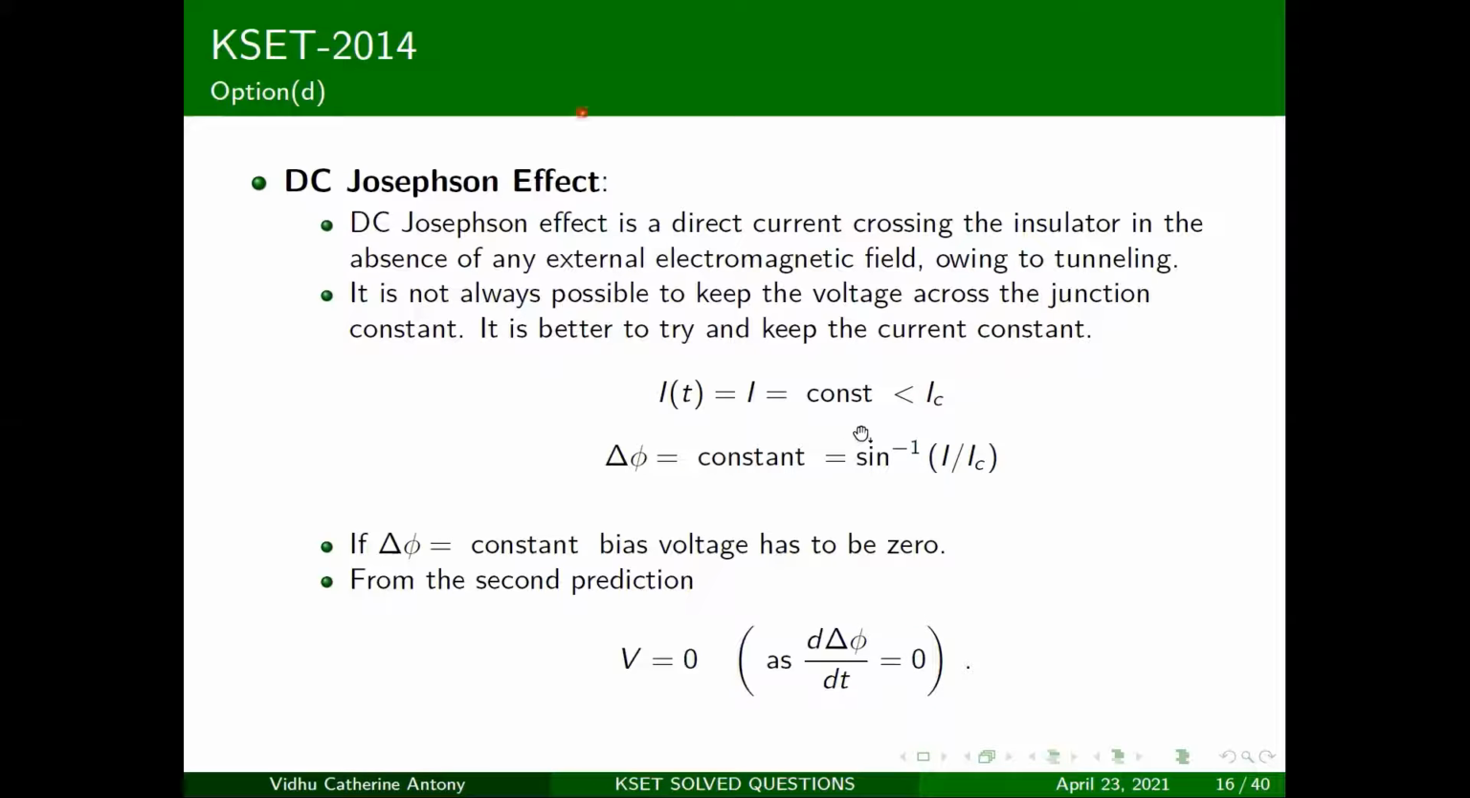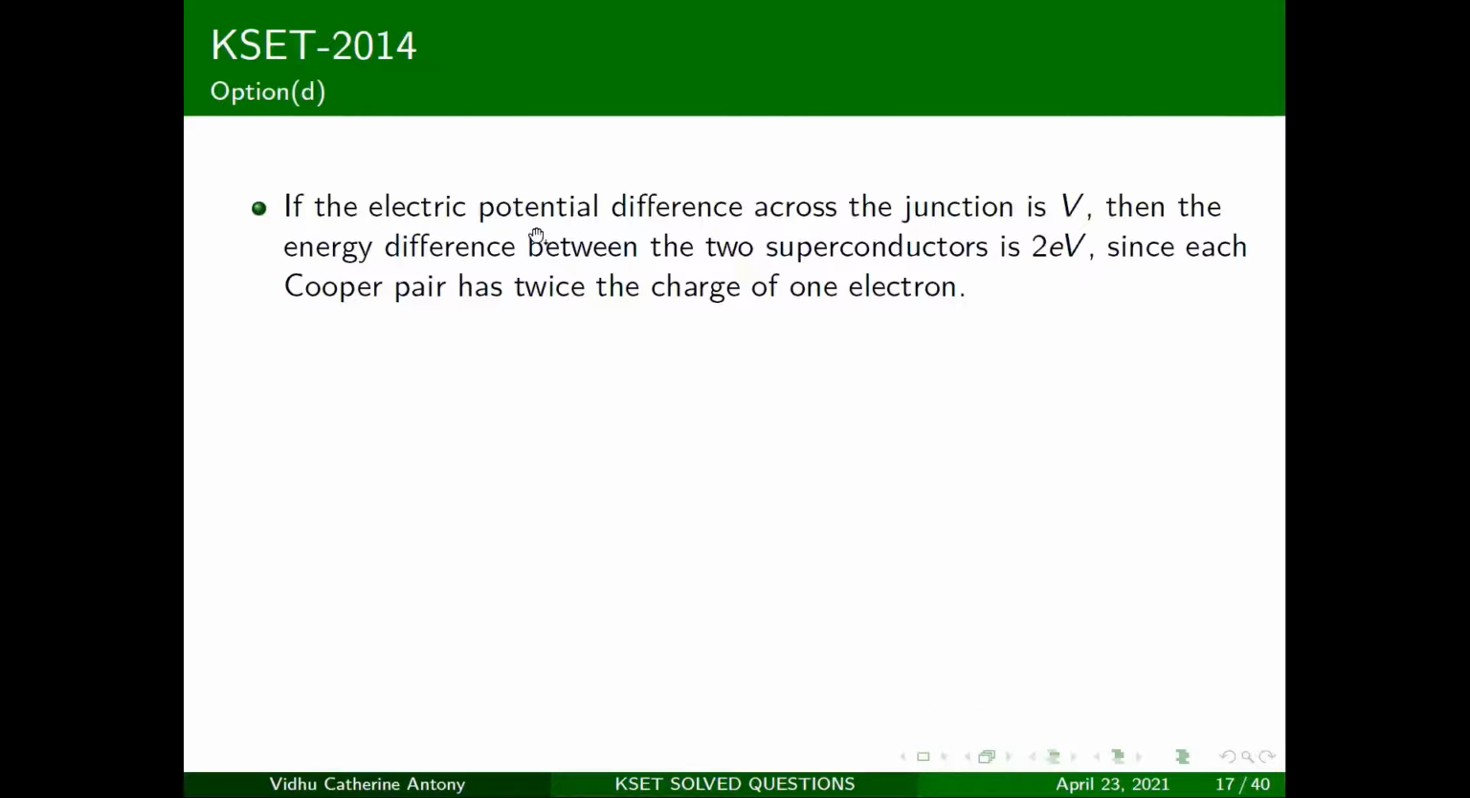Because from the first prediction you had I is equal to Ic sine delta phi. So if the current is kept constant, the phase is constant, and if the phase is constant, then the bias voltage is 0. These are some points I have noted down so that it's easier to understand the question options. If the electric potential difference across the junction is V, then the energy difference between the two superconductors is 2eV, since each Cooper pair has twice the charge of one electron. Just note that this is because of Cooper pairs: electrons go together in twos.